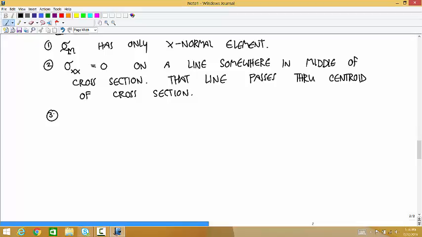Three, sigma xx gets more negative as you move toward the center of curvature.